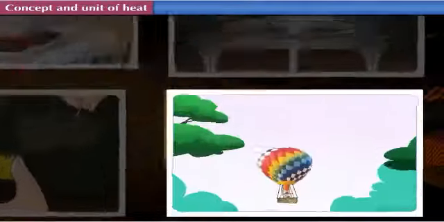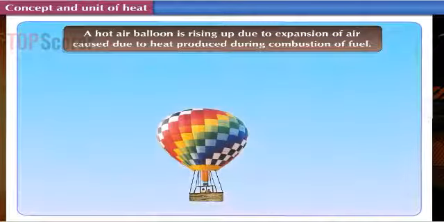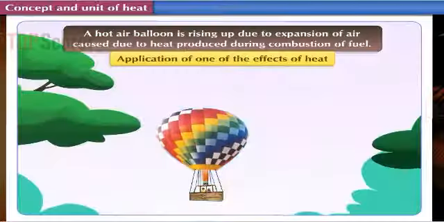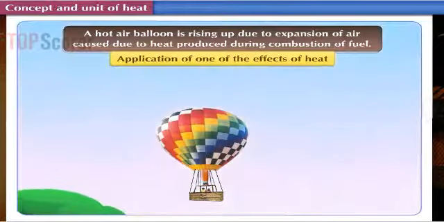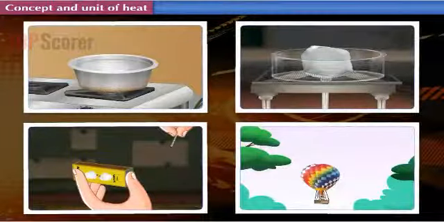In the fourth event, a hot air balloon is rising up due to expansion of air caused due to heat produced during combustion of fuel. In this case, there is an application of one of the effects of heat. After this exercise, come, let us now proceed further.